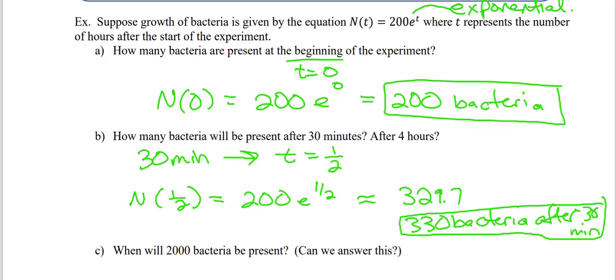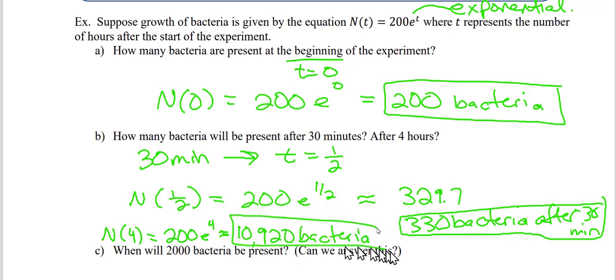And then let's do the same. N of 4, 200 e to the 4th. E to the 4th times 200. Wowza. Approximately 10,920, if we round that to a whole number, bacteria after 4 hours.